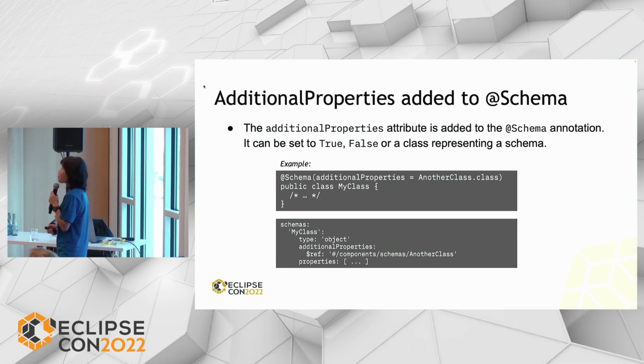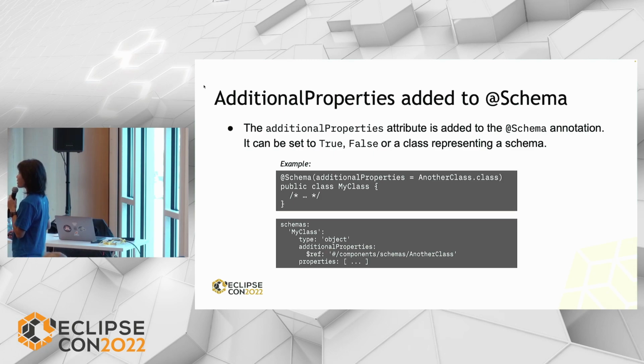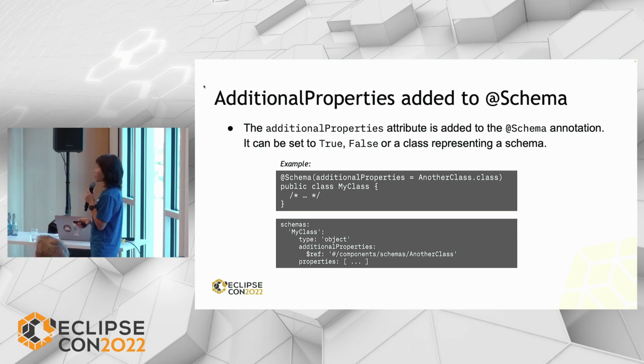The other thing is additional properties added to schema. So here you can see the additionalProperties attribute, and I mentioned this class, and then in the generated doc there was a ref, so you can figure out these additional properties in this class.